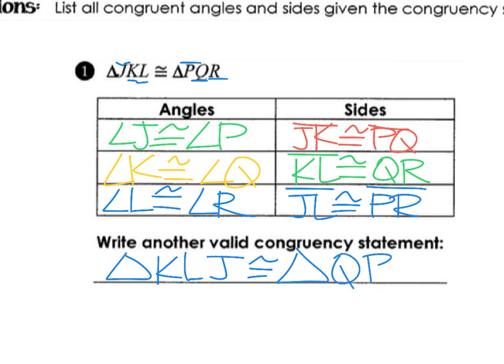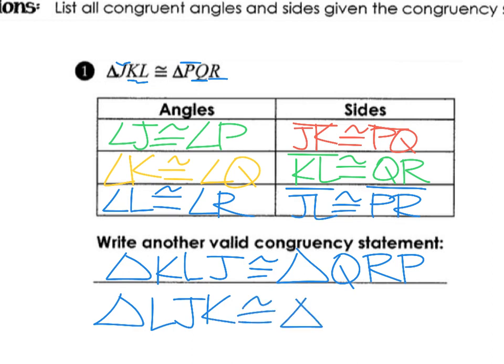Second, third, first. All right, so that is a valid congruency statement. You could also say triangle LJK is congruent to triangle RPQ. I said RP and I wrote PR. All right, and those are both valid congruency statements. If you have any questions on this, call me over so I can help you. Otherwise, let's move on to number 3.